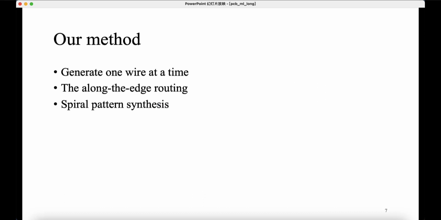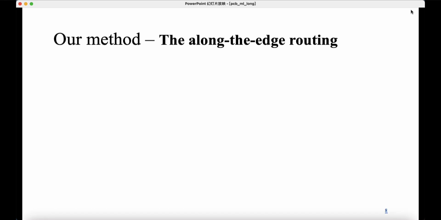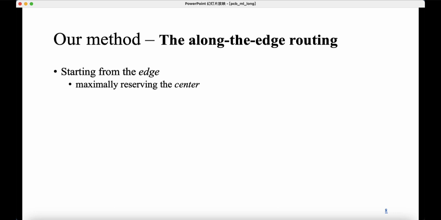Our method generates one wire at a time. Each wire generation involves two phases, the along-the-edge routing and the length compensation utilizing spiral delay lines. The center of the routing area is typically densely populated with many wires, easily resulting in severe congestion. Considering this, we generate one wire at a time, starting from the edge of the routing area and maximally reserving the center for unrouted wires.